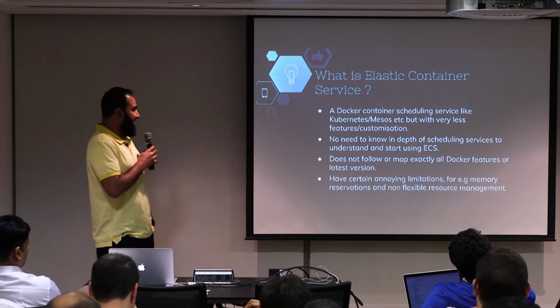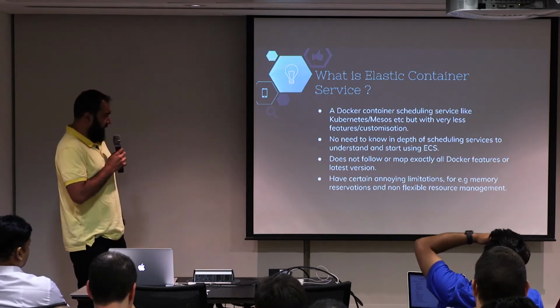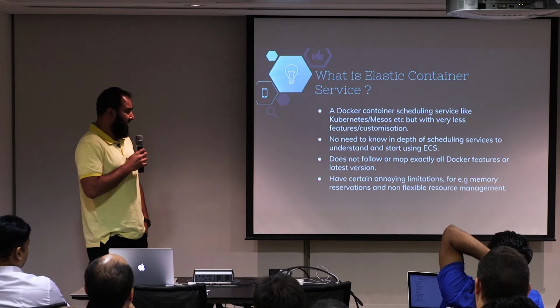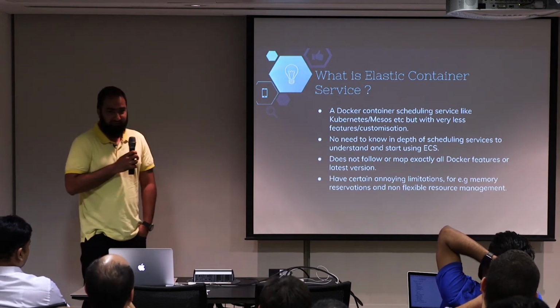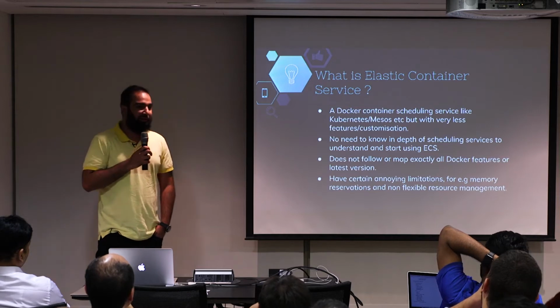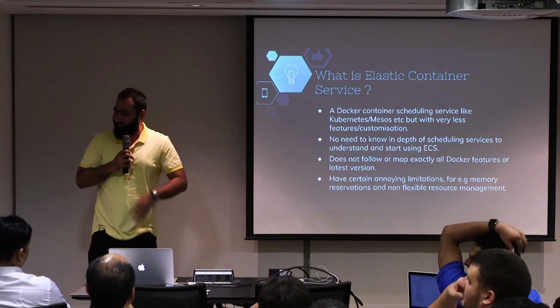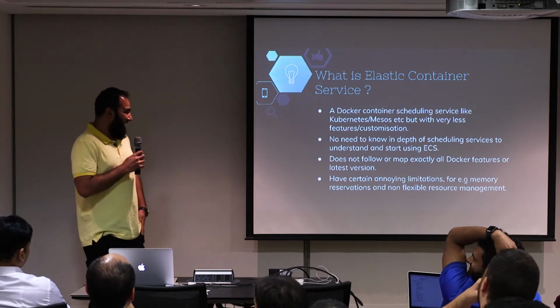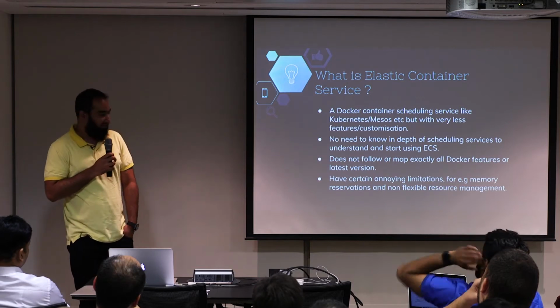So what is Elastic Container Service by AWS? It's a Docker container scheduling service like Kubernetes, Mesos, etc., but with far fewer features and less customization. I hope the AWS experts here are listening. It claims to be equal to Kubernetes, but it's not.